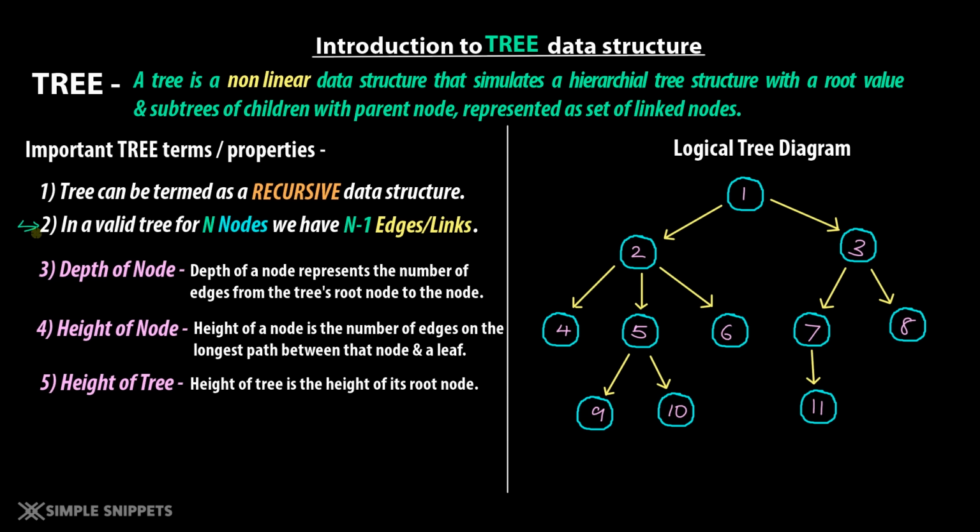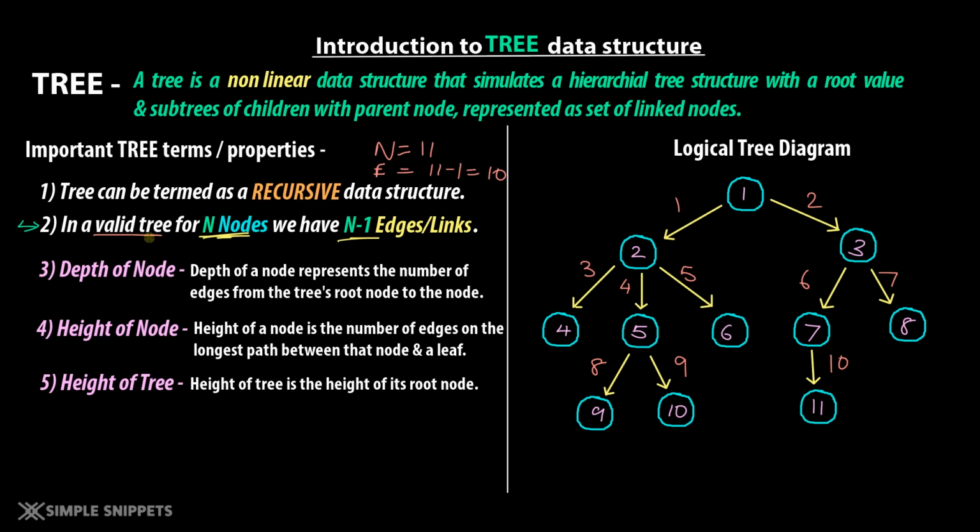Let's move forward. Point number 2. In a valid tree, for n nodes, we have n minus 1 edges, that is links. If you calculate the number of nodes over here, we have 11 nodes. Let's calculate the number of links: 1, 2, 3, 4, 5, 6, 7, 8, 9 and 10. We have 11 nodes, so 11 minus 1 is 10, which is the number of links. So if n is equal to 11, the number of edges is going to be 11 minus 1, which is equal to 10. This is always going to be true for a valid tree.